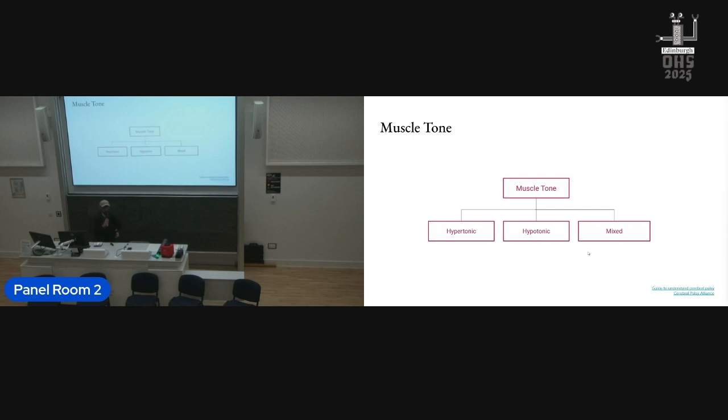And in a hypertonic situation, the person will just overshoot, and that's not just acting on one axis, it's acting on the entire muscular structure. And in a mixed one, it is even more complicated because some muscles are tighter, some muscles are loose. So that basically affects a lot of gross motor and fine motor skills.